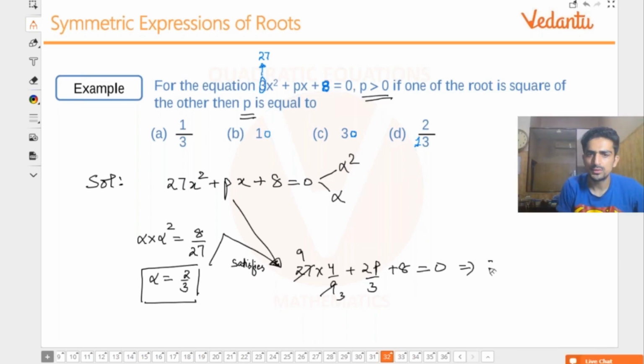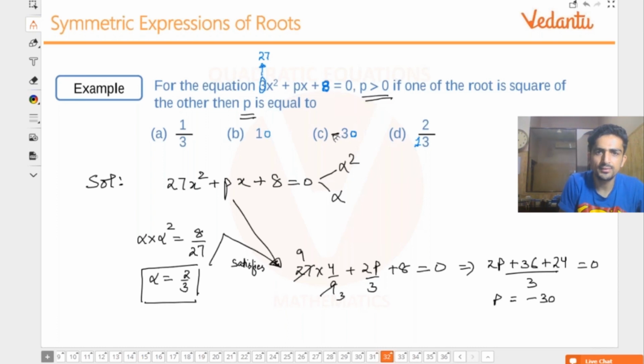So it is 2p plus 36 plus 24 by 3 equal to 0. So p comes out to be minus 30. Sorry, it is minus 30. Everybody look at the solution. Yes, Shreya, you're right.